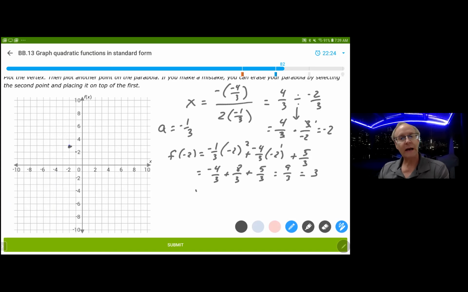Now, what would happen if I went 3 to the right from the origin? 3 squared is 9, isn't it? But I'm multiplying that by -1/3, which means I have to go down 3. 1, 2, 3. Did you get that? It'll make more sense to you if you think of it like this. I would like to make a drawing just for you, just really quick. So normally this thing would look like this.